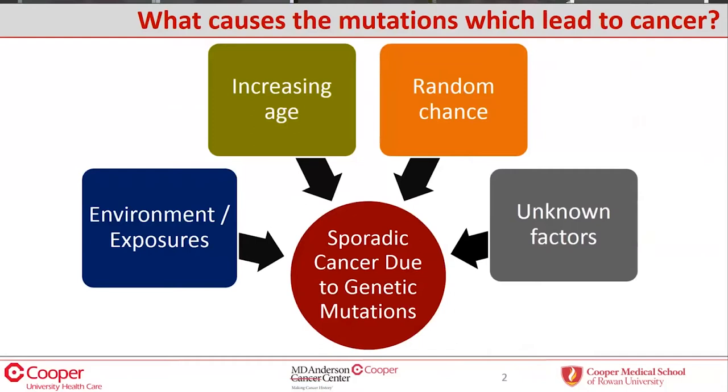Sometimes we never really know what causes these genetic mutations that cause a cancer. Sometimes it could just be random chance. Cells are dividing, the genetic code is being duplicated, and just random errors can be incorporated that have significant implications for our health. One issue with cancer is increasing age. The older we get, the more likely we are to have a mutation that happens to us that increases the risk for cancer.